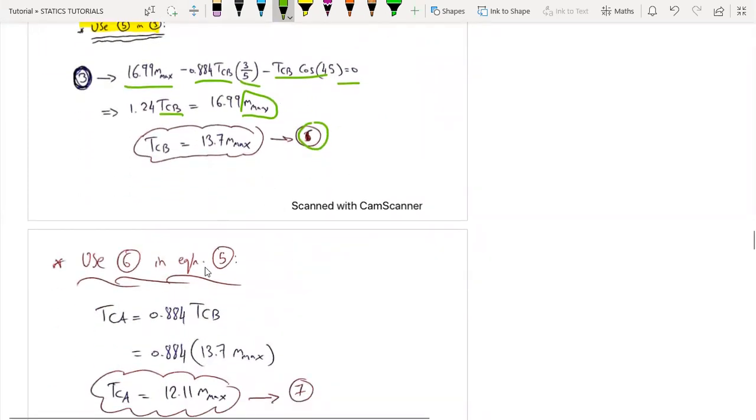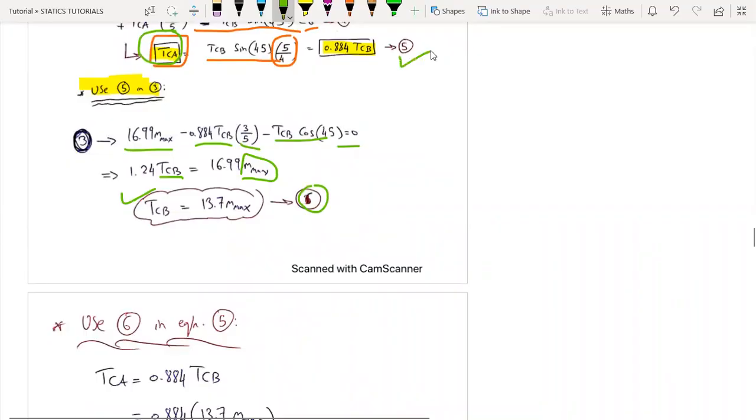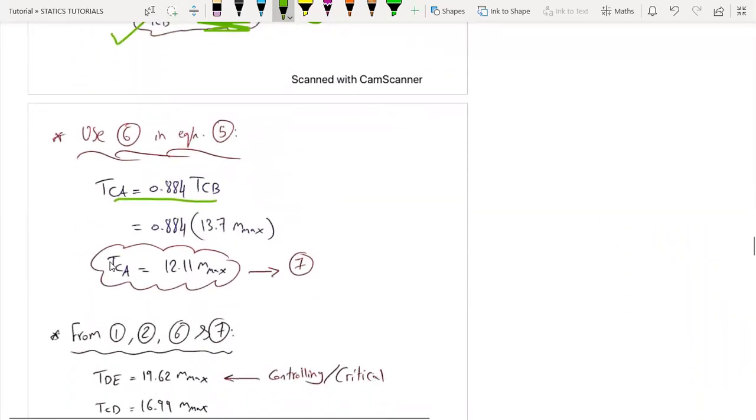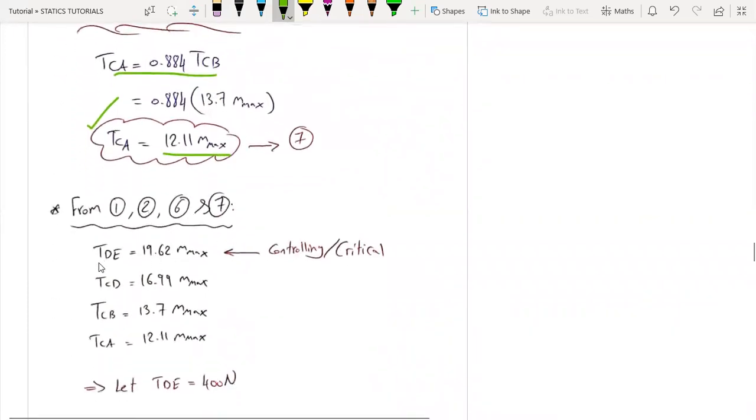So this is our sixth equation. And also to find TCA, we are going to use equation number 6 and equation number 5 here. So TCA equals 0.884 TCB, and we have already found TCB to be 13.7 M maximum. So after substituting, we will get TCA equals 12.11 M maximum. So here we have all the tension in the cables in terms of M maximum, and the controlling or critical tension force is in cable DE.